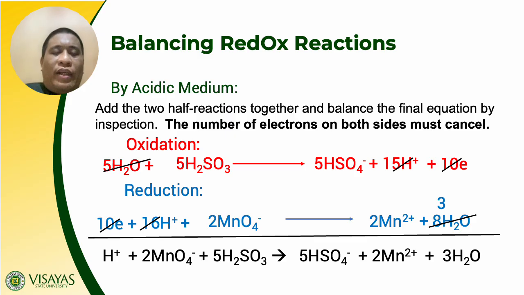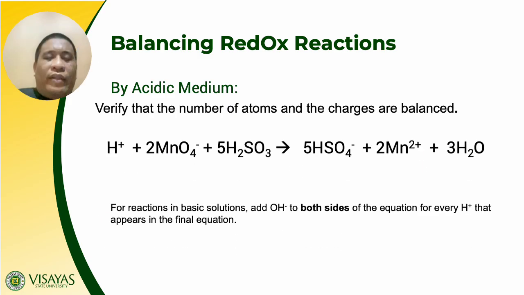Afterwards, we can verify the number of atoms and the charges as being balanced. If we inspect the manganese, we have 2 for the reactant side and 2 for the product side. We can also see that there are 5 sulfur atoms in the reactant side. There are also 5 sulfur atoms in the product side.